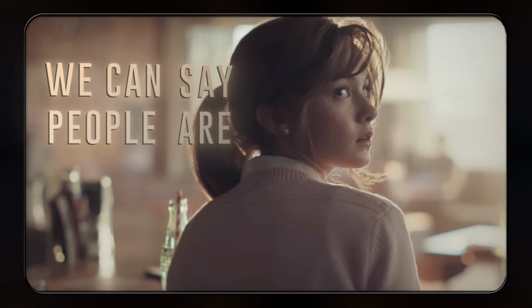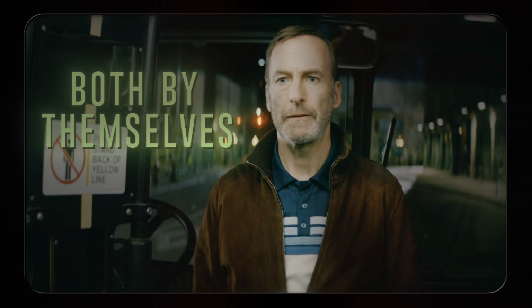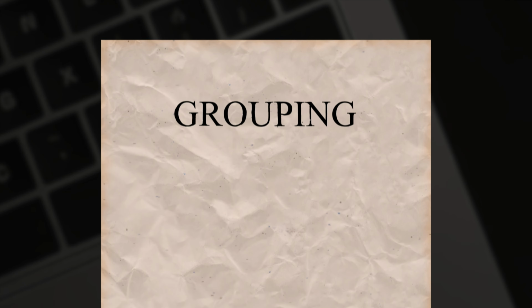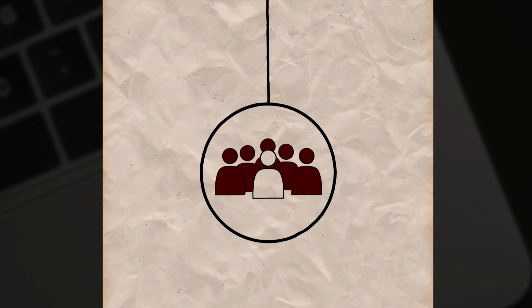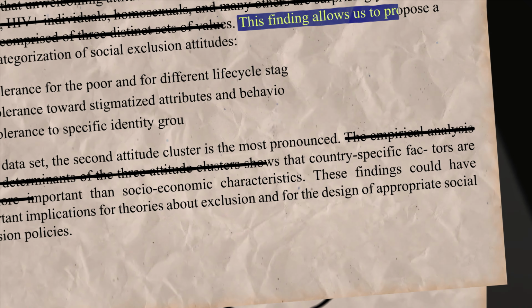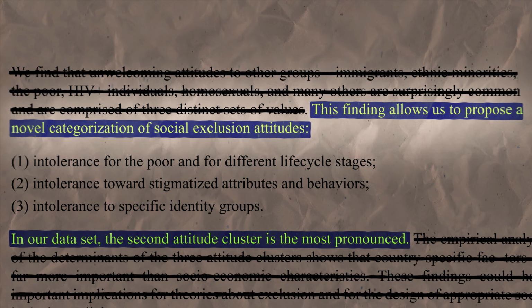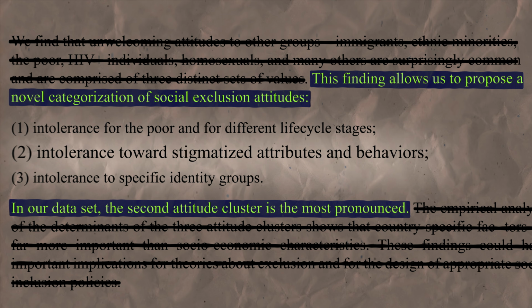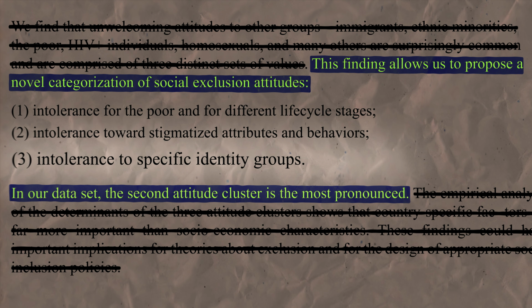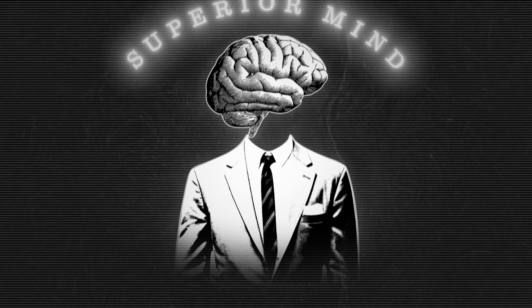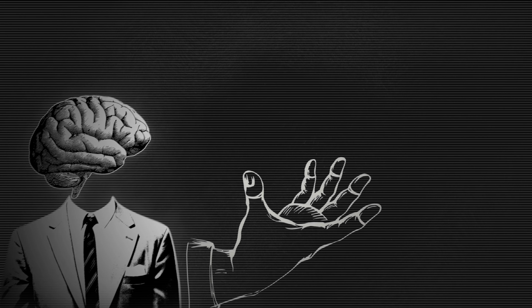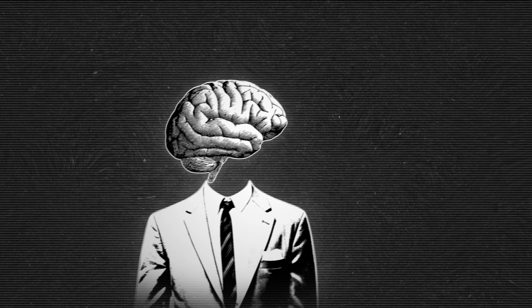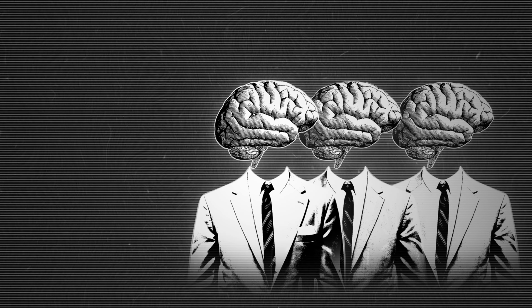We can say people are often put into groups both by themselves and by others. This grouping plays a big role in both social exclusion and inclusion. Findings say that we mostly show intolerance to the poor and people on different life cycle stages, towards stigmatized behaviors, and to specific identity groups. But most of these groups aren't natural. They are created by some superior mind and controlled with power. And this core of grouping is based upon who is similar and who is different.